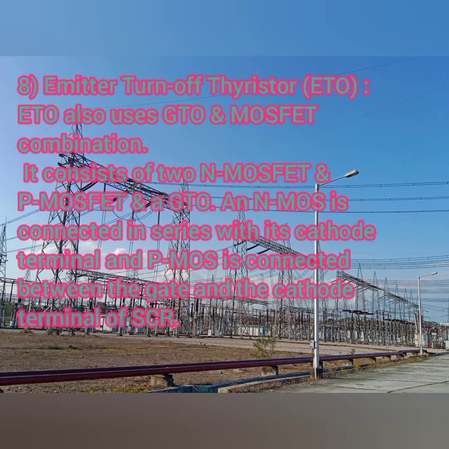Next is your emitter turn off thyristor. So ETO is also a combination of GTO and MOSFET. It consists of an N MOSFET and a P MOSFET and also a gate. The N MOSFET is connected in series with the cathode terminal and the P MOSFET is connected between the gate and the cathode terminal of your SCR.